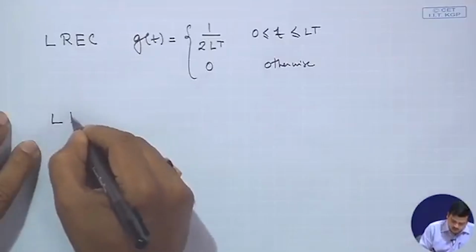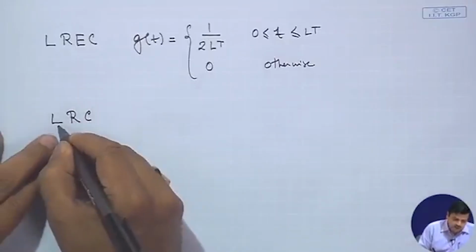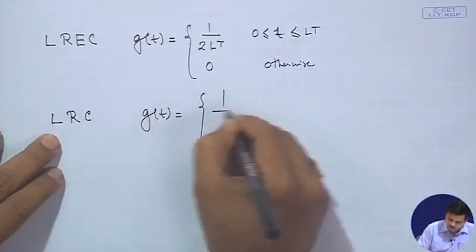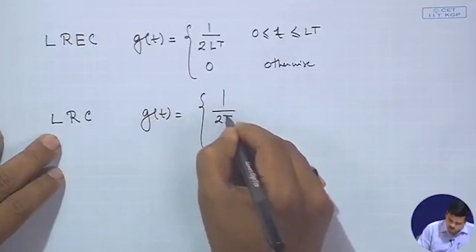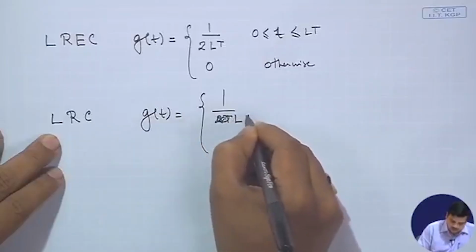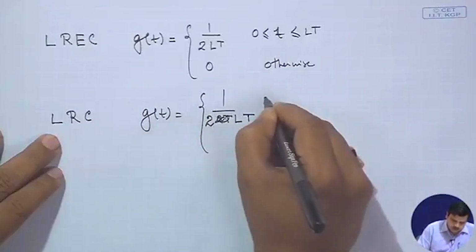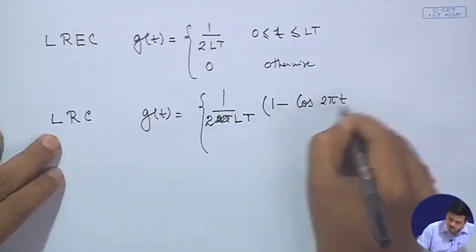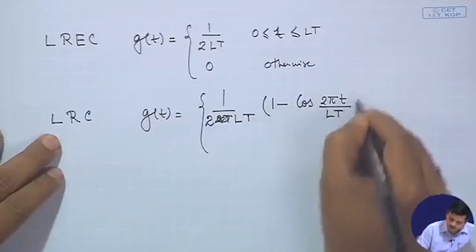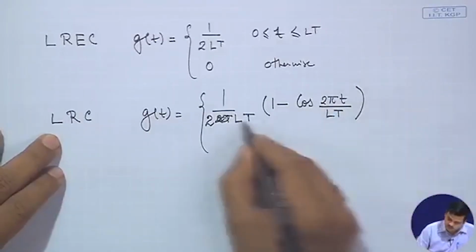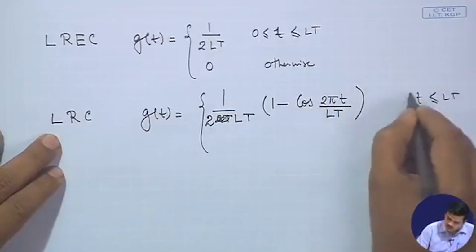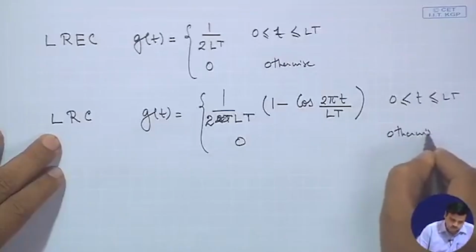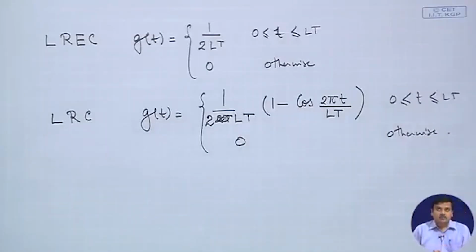And the other one is known as raised cosine, L indicating the number of symbol intervals. You would define g(t) as 1 upon 2LT times (1 minus cos(2 pi t upon LT)), for t between 0 and LT, and it is 0 otherwise, right. So, these are some of the pulse shapes.